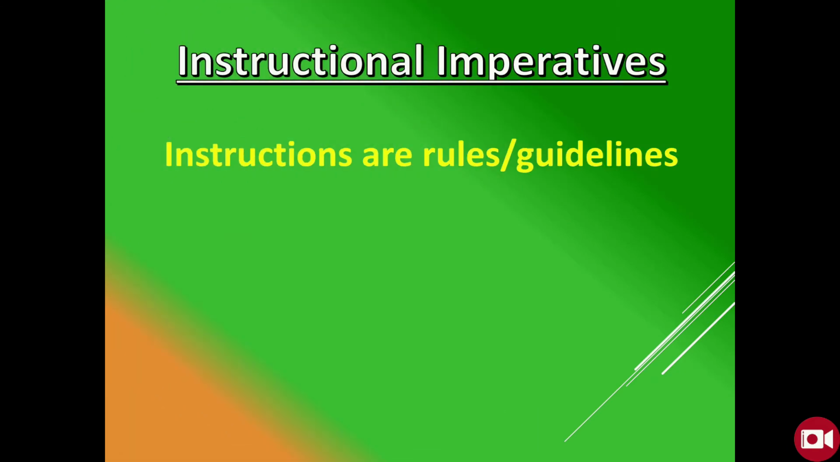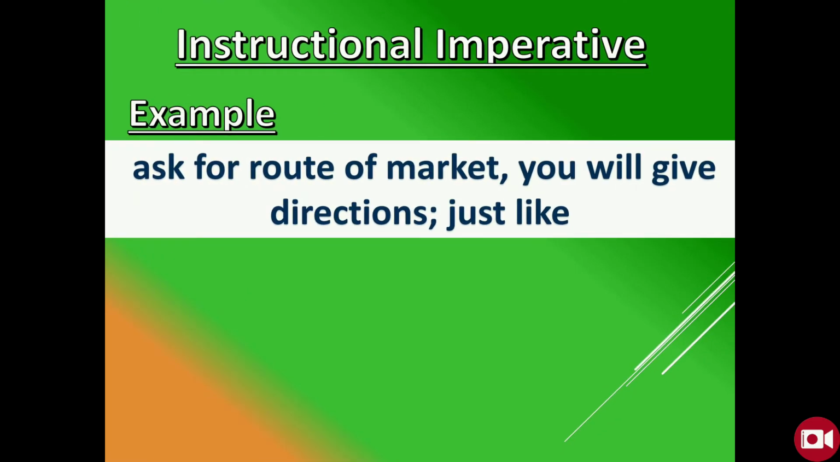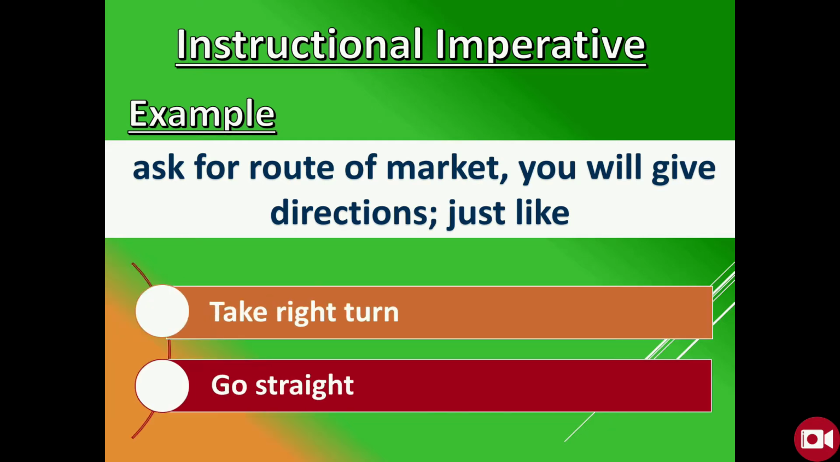Now come to the instructional imperatives. Instructions are rules for how something should be done. These are the guidelines to give more information, like what to do and what steps to take, explaining how to do something. For example, a person comes to you and asks for the route to the market. In reply, you will give directions, like take a right turn from Blue Mosque and go straight. So, these are all instructions and these are imperative.